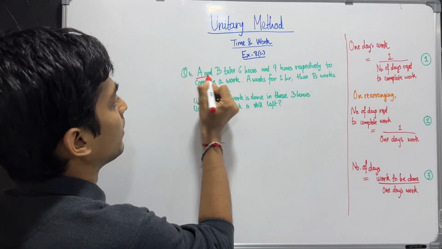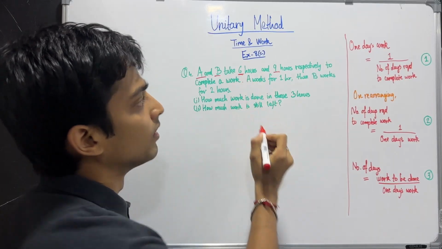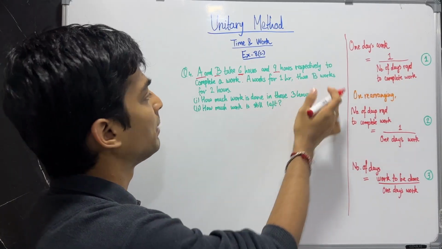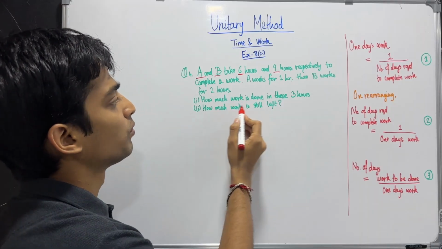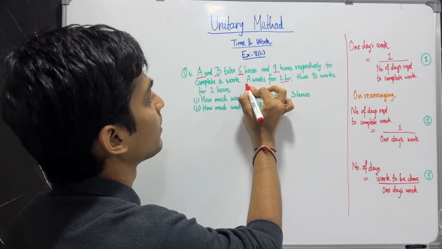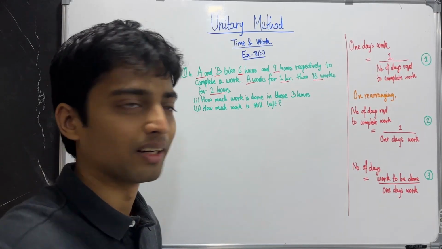A and B take 6 hours and 9 hours respectively to complete a work. A works for 1 hour, then B works for 2 hours. How much work is done in these 3 hours? Okay, so A works for 1 hour first and after that B works for 2 hours. Let's make a table first.